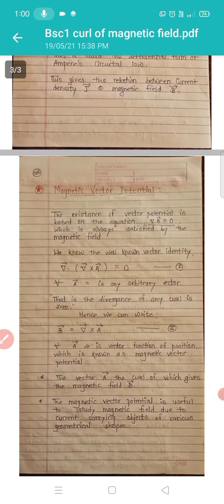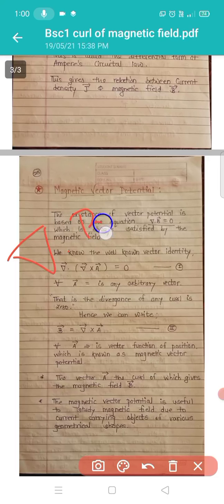What is the magnetic vector potential? The existence of vector potential is based on the equation del dot B bar is equal to 0, which is always satisfied by the magnetic field.